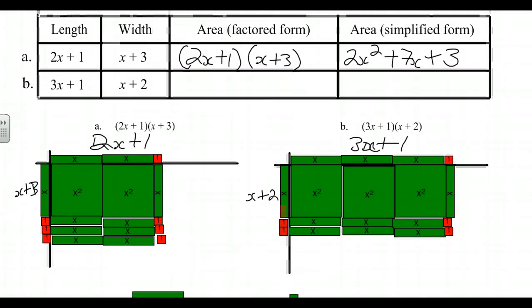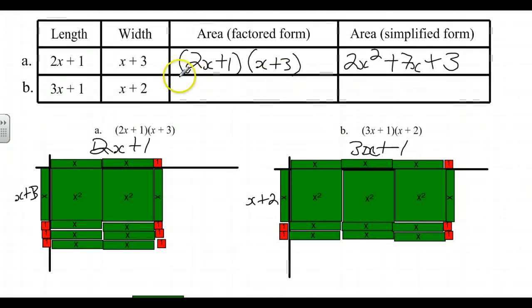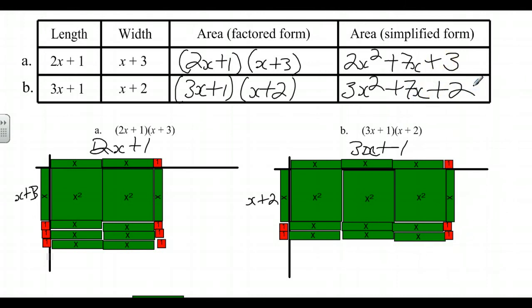Go back up. So our factored form is 3x plus 1 times x plus 2. Our area form, we got 1, 2, 3 x squareds, 1, 2, 3, 4, 5, 6, plus 7x, and 2 ones, plus 2. Okay, so there's our area form.